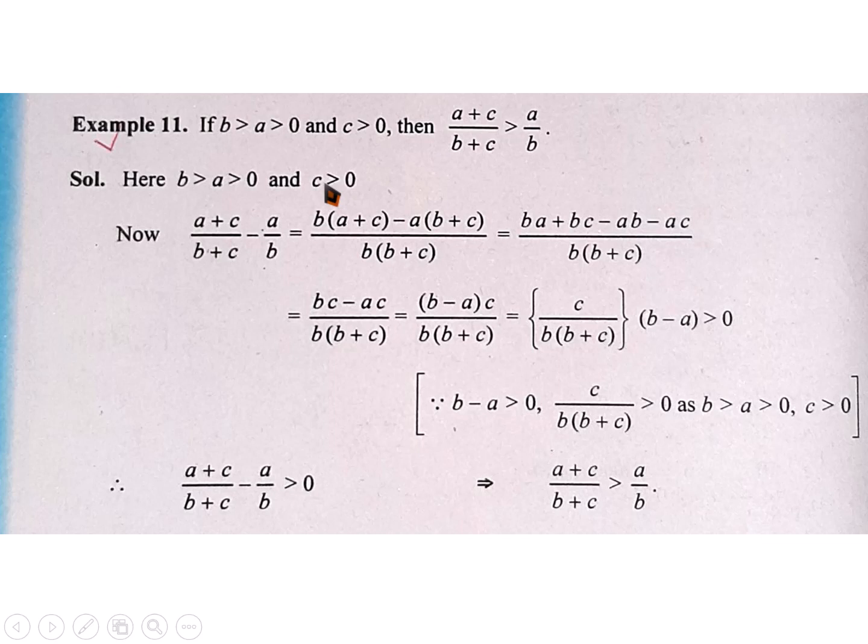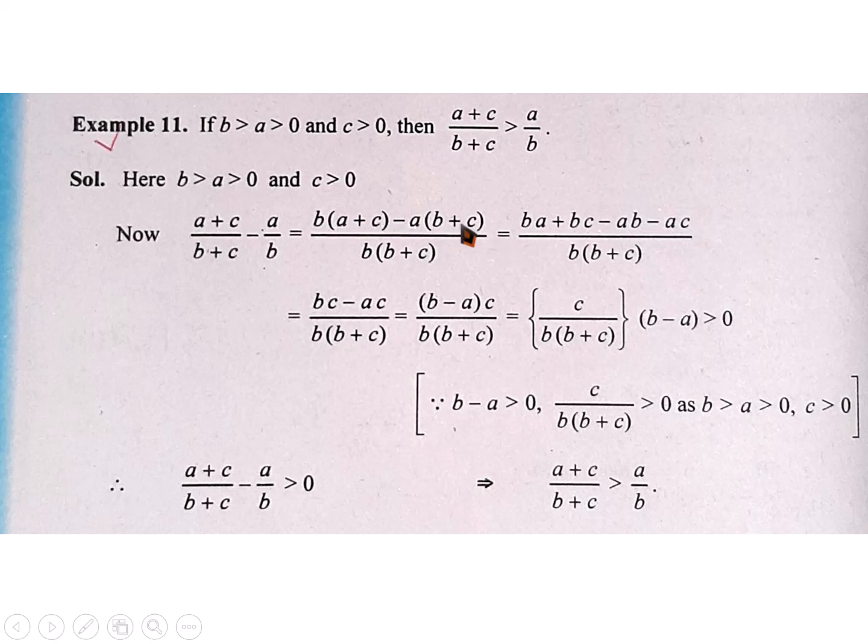Here c is a positive real number. So we have to prove this result. We are starting like this. Take this term on the left side: a plus c over b plus c minus a over b. Taking the LCM, we get b into a plus c minus a into b plus c.